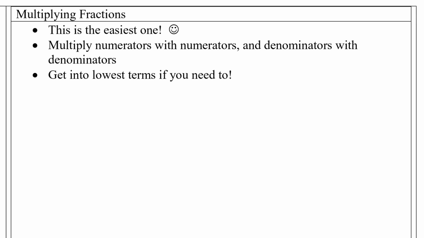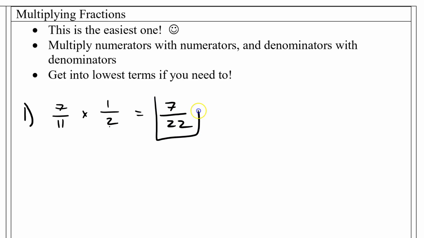On to multiplying fractions. This is the easiest one. Woot woot. So multiply numerators with numerators and denominators with denominators. Get into lowest terms if you need to. So 7 over 11 times 1 over 2. Easy peasy lemon squeezy. 7 times 1 is 7. 11 times 2 is 22. Done. And we know that this is in lowest terms because 7 is a prime number and it doesn't go into 22.